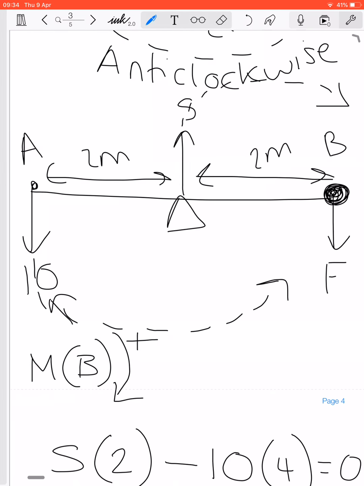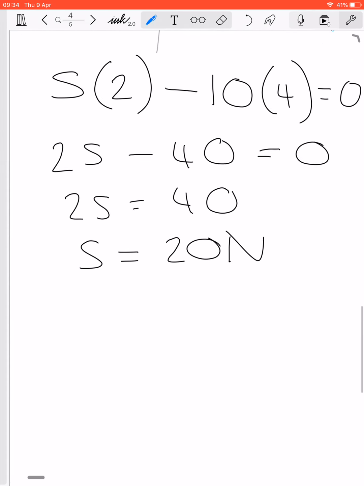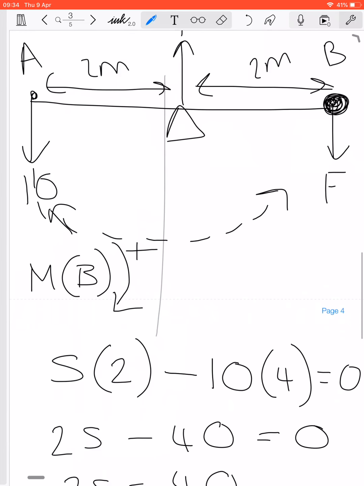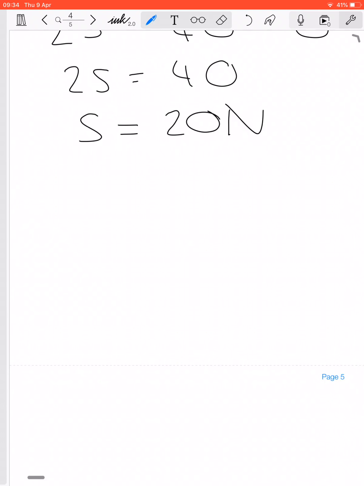There we go. But we have now proved that we can take moments from any point. So we can do it again. We can take our moments from A if we want. So let's give that a go and prove that F is the same answer as we found before.